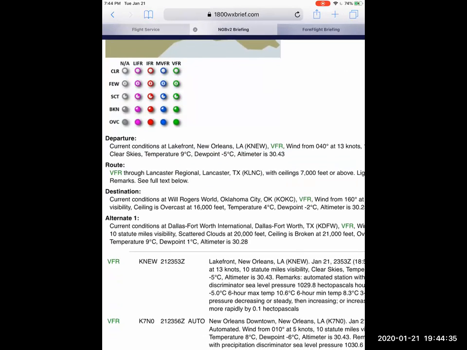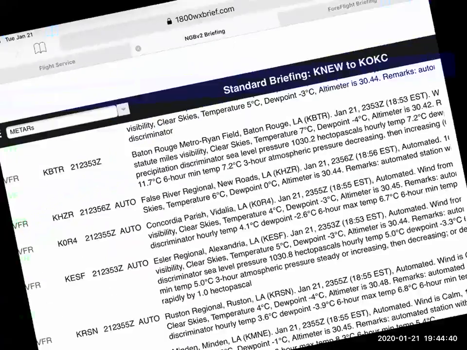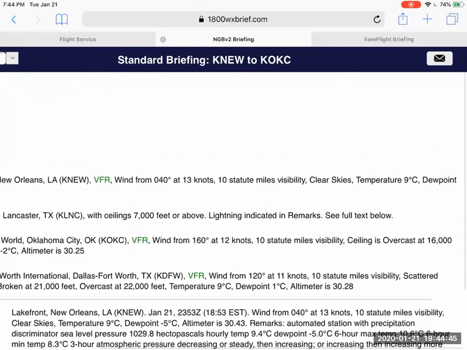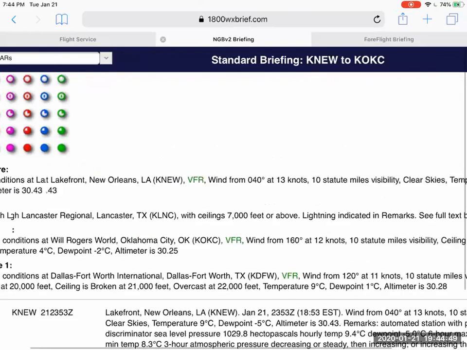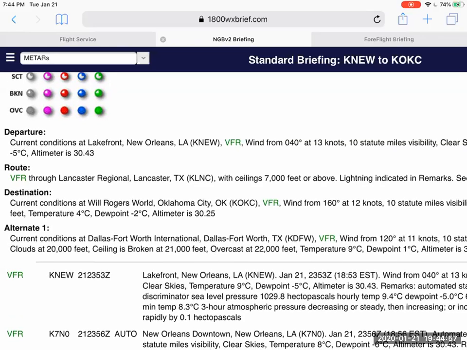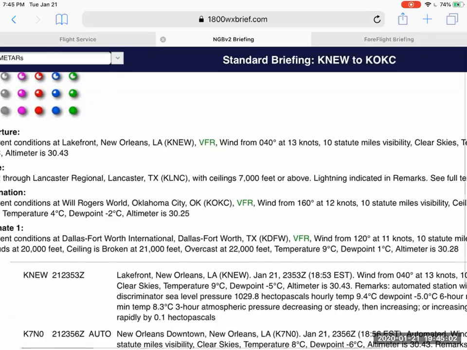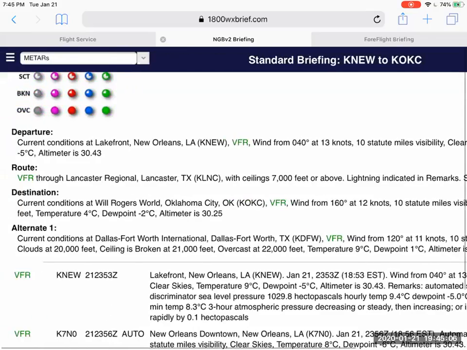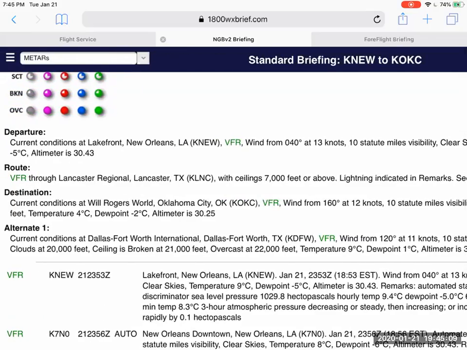Okay, so far we can see at our departure, at least of course, the current conditions at the Lakefront Airport in New Orleans. VFR category, winds are from 040 at 13 knots, 10 statute miles visibility, clear skies, temperature 9 degrees, dew point -5, altimeter is 3043. Looks fine. One airport along the route of flight in Lancaster, Texas. They've got ceilings of 7,000 feet or above. Lightning indicator remarks, I think they're talking about whether or not it can detect lightning.